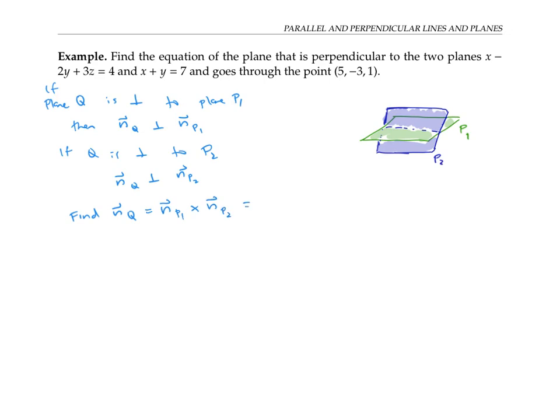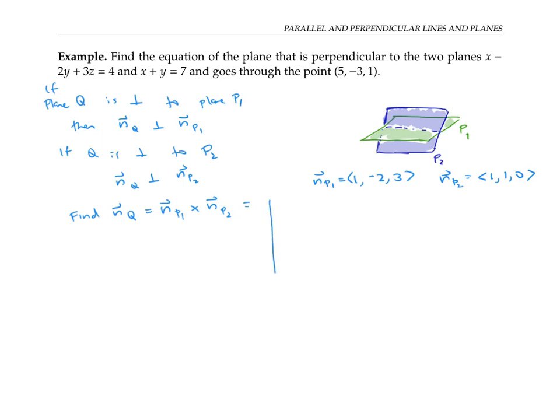Recall that we can read off the normal vectors for the planes by looking at the coefficients of x, y, z in these equations. So the normal vector for P1 will be 1, negative 2, 3. That's a negative sign carrying over from here. And the normal vector for P2 will be 1, 1, 0. The 0 because there's no z in the equation.